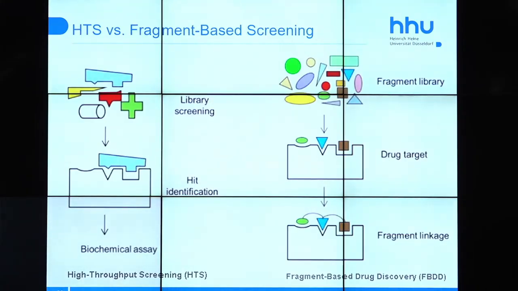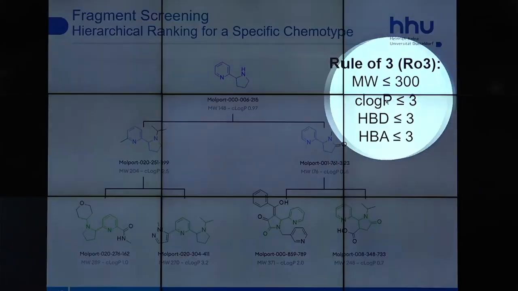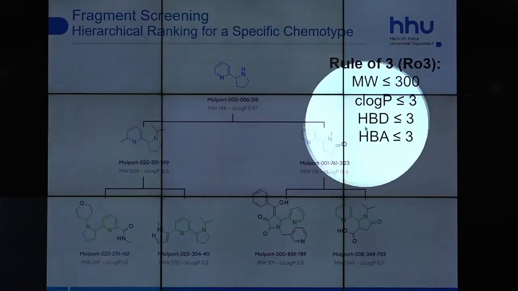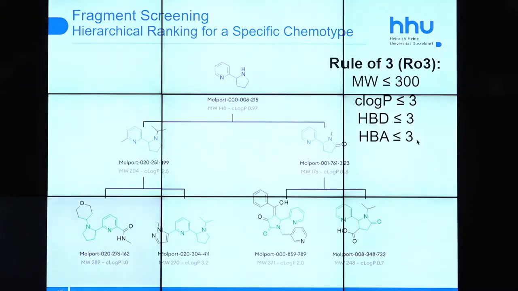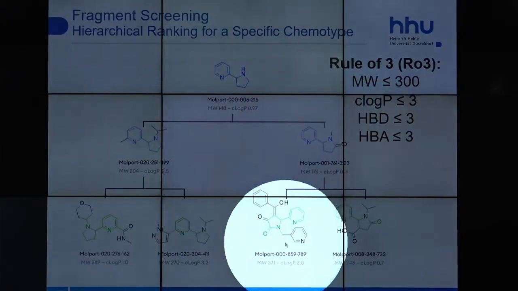So fragments must be very small, and that is the so-called rule of 3, where the molecular weight of the structure should be below 300. The log P value or C log P value, the lipophilicity, should be below 3, and hydrogen bond donor or acceptor properties should be below 3. So small molecules, small elements, so that at the end you are able to put more than 1 or 2 different fragments together.